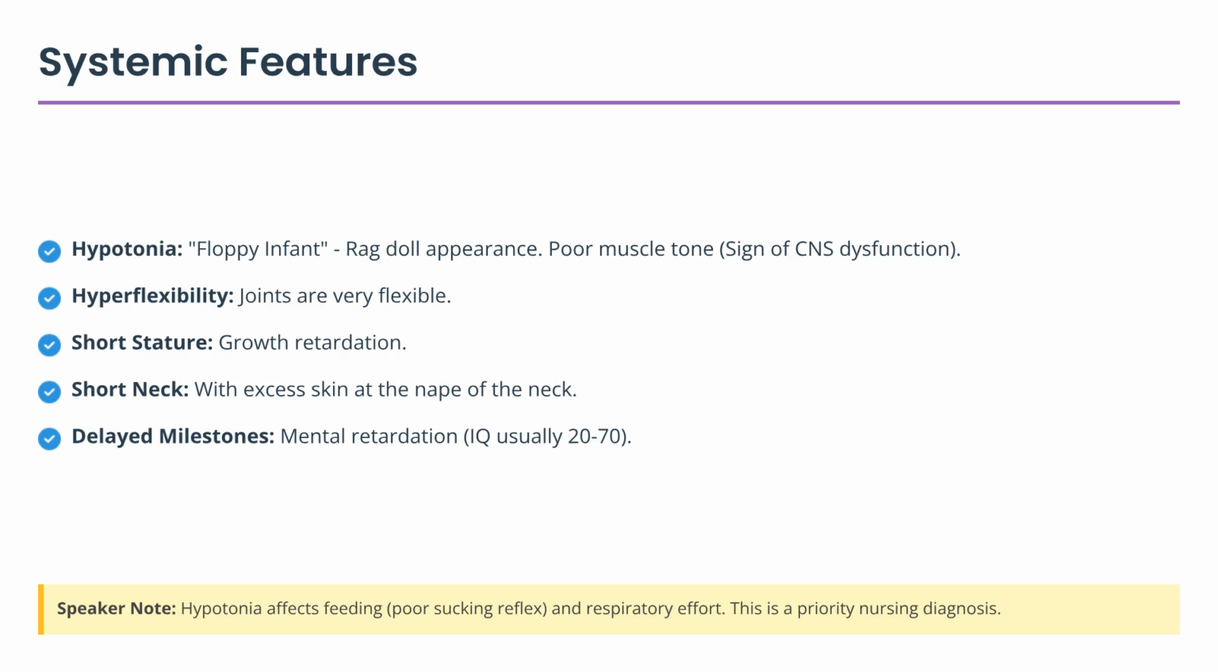Systemic features include profound hypotonia, often described as a floppy infant, and hyperflexibility. Other features are short stature, a short neck, and delayed developmental milestones.